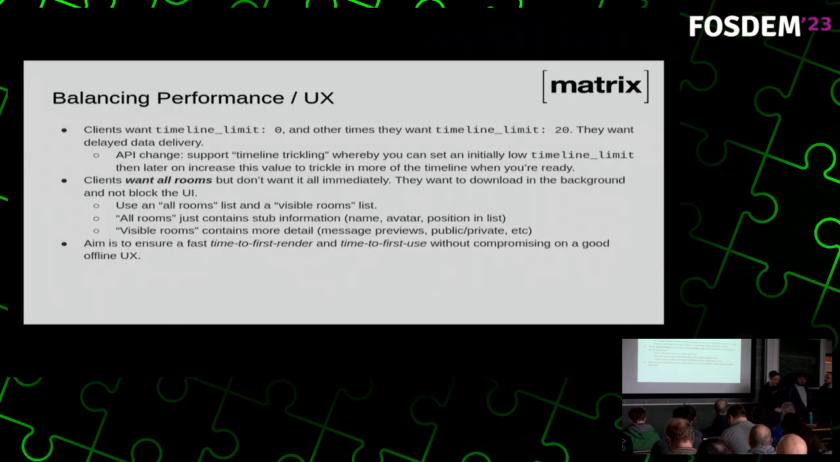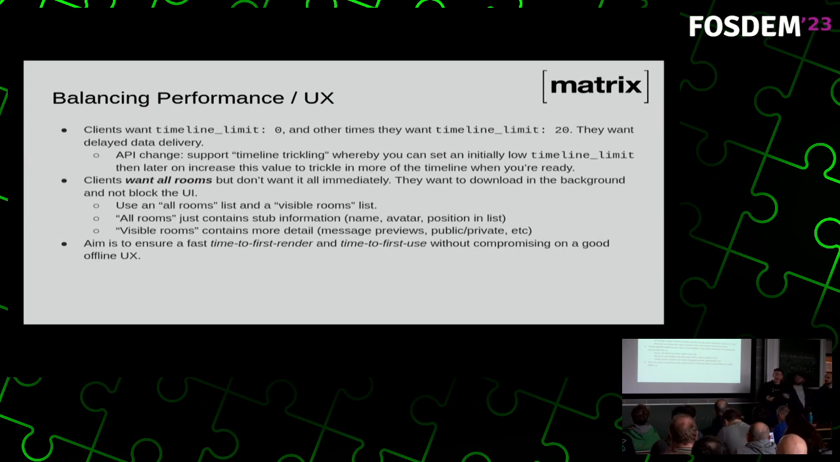So it turns out what clients really want is delayed data delivery. The API wasn't originally designed for that a year ago. So we've made a lot of changes to support this idea of delayed data delivery. One of the things is timeline trickling. With timeline trickling, you can initially request a set of rooms, and you can say, I want only the most recent message in this room. And then at a later point, you can say, OK, now I want the last 10 messages in this room. And then it will effectively backpaginate those messages for you.